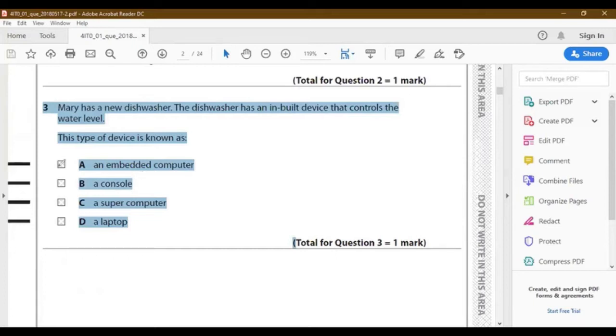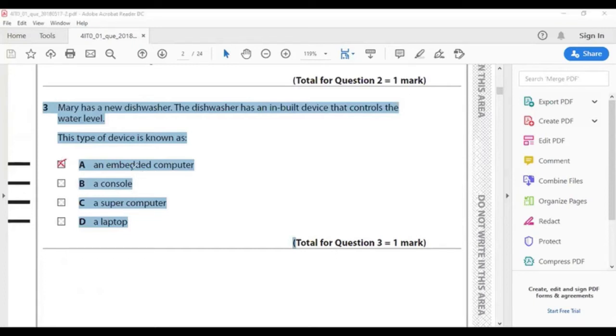100%, this is the answer, because obviously, even if you don't know what an embedded computer is, it's something really small, and it's inside of a device. Like a microprocessor? Like a microprocessor, exactly. It cannot be a console, because a console is like a video game console. It's a big machine. It cannot be a supercomputer. You cannot expect a dishwasher to have a supercomputer inside it. And obviously, you know what a laptop is. It's a portable computer. Again, it cannot be connected to a dishwasher. So your only bet is the embedded computer.